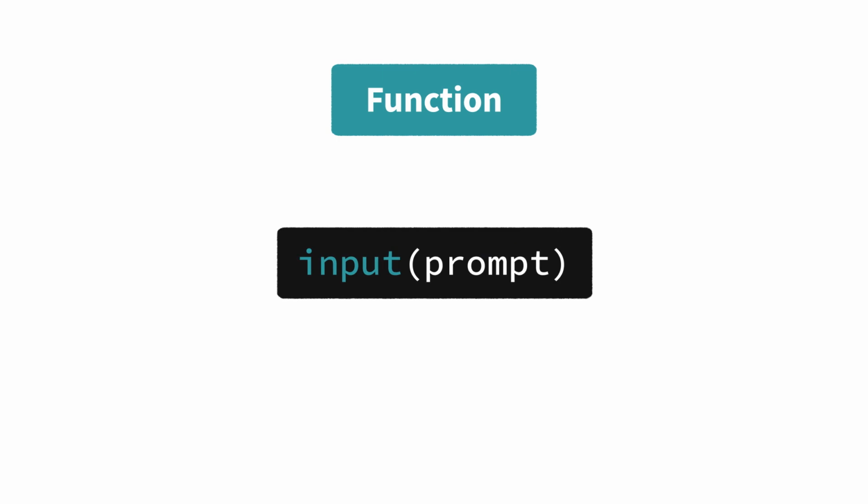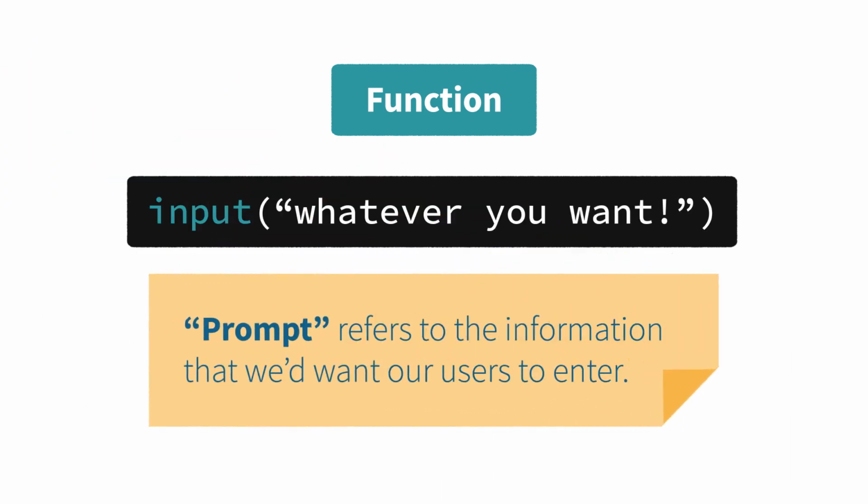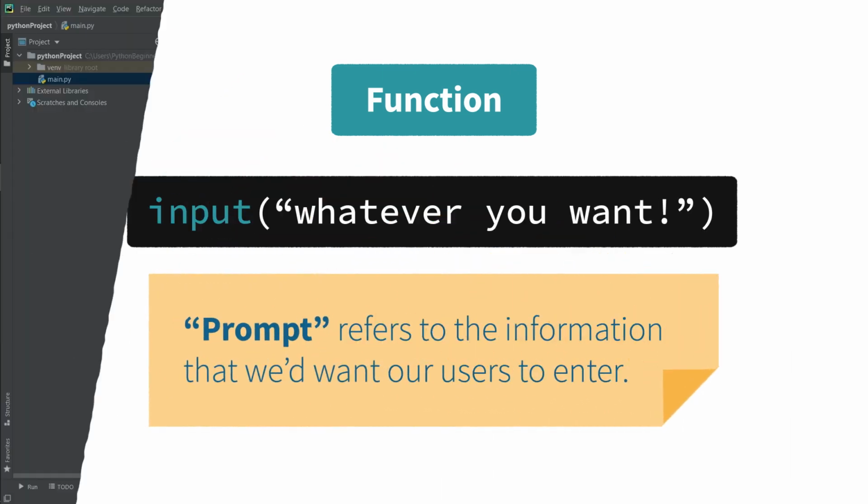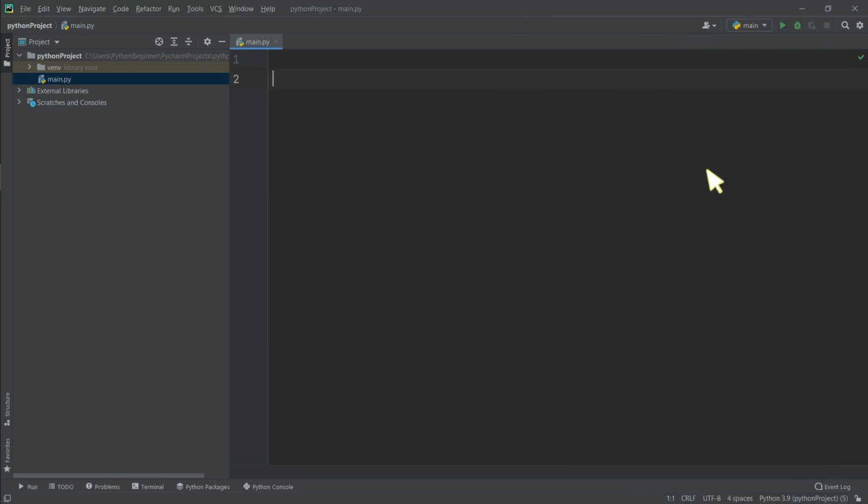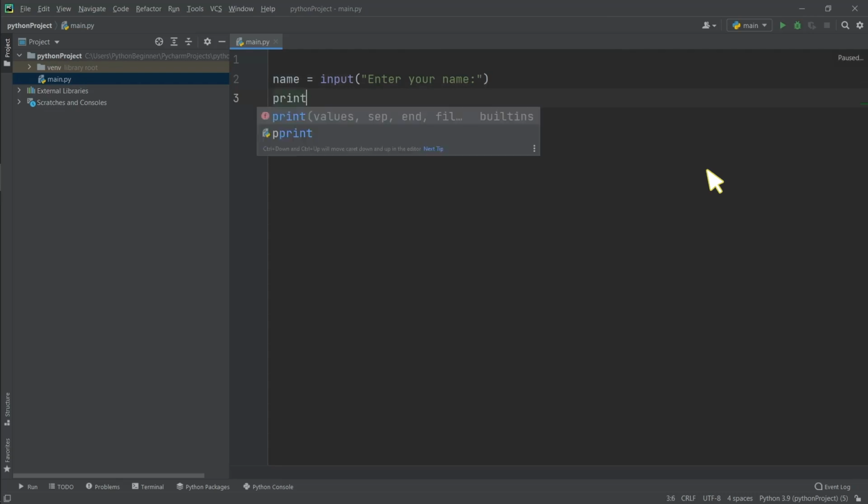Users can input data, and our program will store it for them. This is the syntax. Prompt refers to the information that we'd want our users to enter. Here's how we do it. Let's say you want your users to input their names. First, type the variable name and assign it to this value. Then, add a print function saying hi to your users.